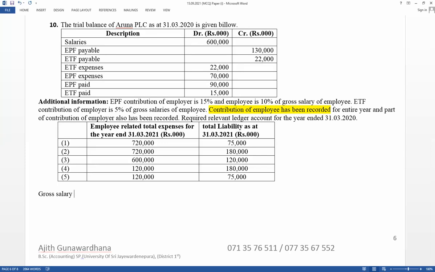Try to recognize the difference between question number 9 and 10. Think how to recognize salary as gross. Based on gross salary, EPF contribution of employee and employer can be calculated. The EPF employee contribution has already been recorded, but just think about it. Gross salary equals 600,000. Based on that value, 10%, therefore contribution of employee equals 60,000. As well as EPF employer: gross salary equals 600,000, based on that value 15%, therefore the value equals 90,000. And for ETF, only the employer gives a contribution.